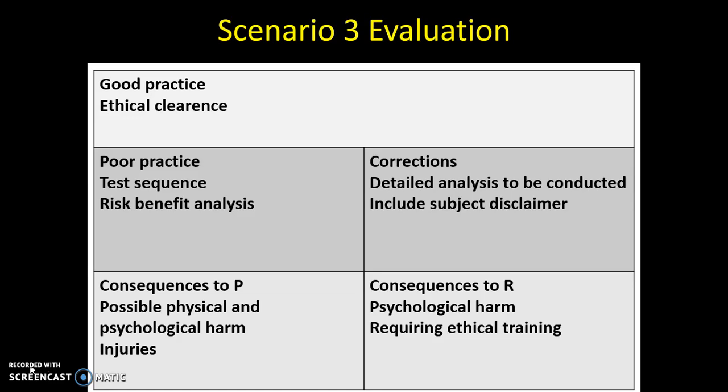Whereas, in scenario 3, the fact that the subject disclaimer wasn't included within the informed consent form means that the researcher would be liable for any progressive seriousness of this injury. This is due to the fact that they didn't give themselves the chance of knowing that the participant needed to be referred to the local GP.